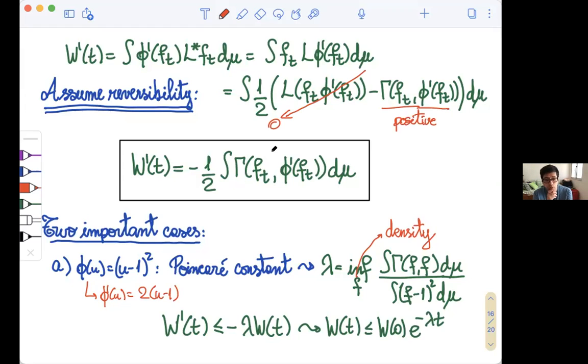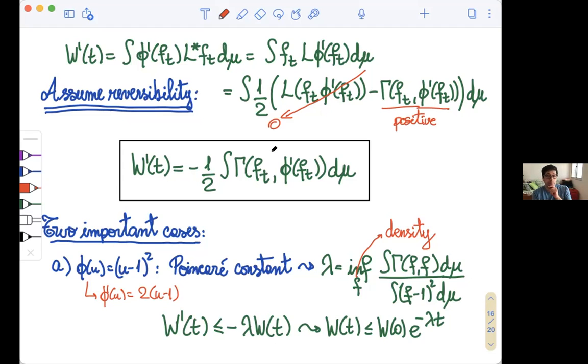So once you know the Poincaré constant, or at least a bound on the Poincaré constant, you can get a bound on the distance to the stationary state. Because you see that you get W prime of t is less or equal than minus lambda W of t, and you can integrate out this inequality to get an exponential decay for W of t.